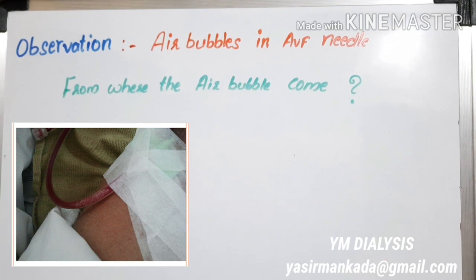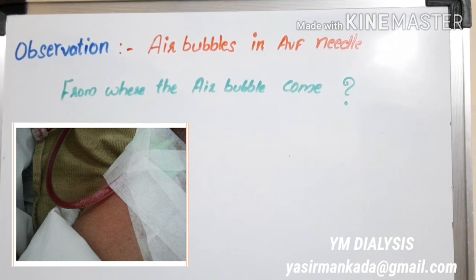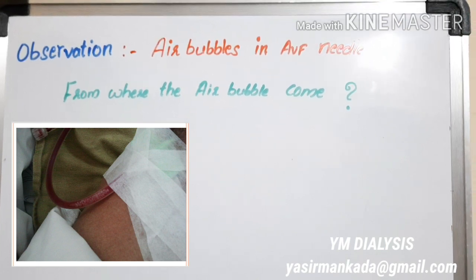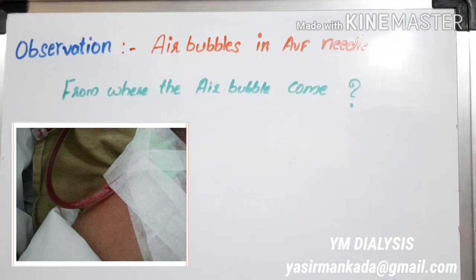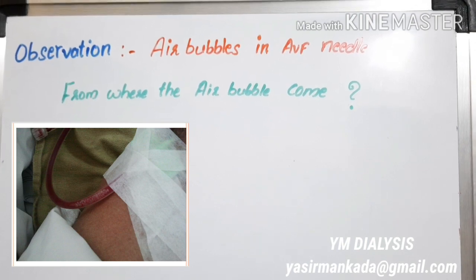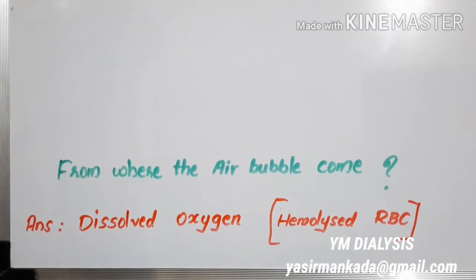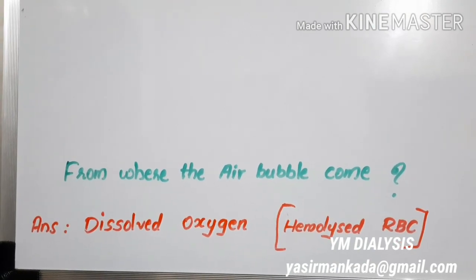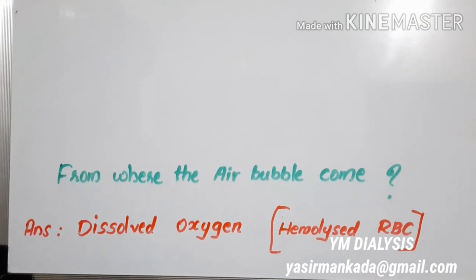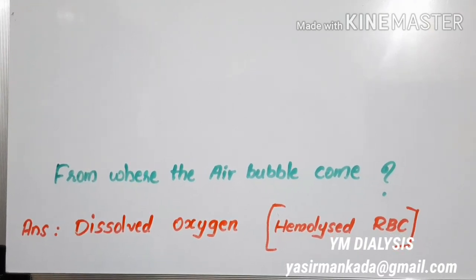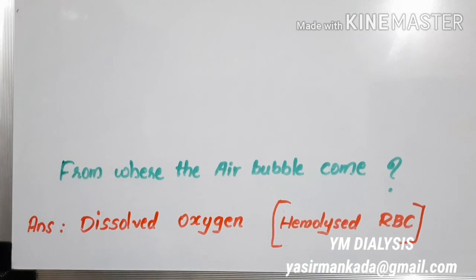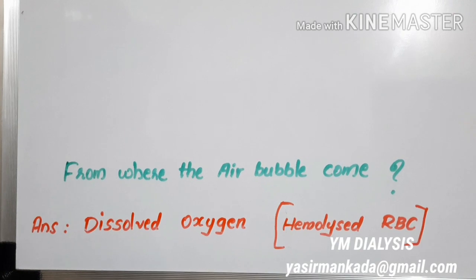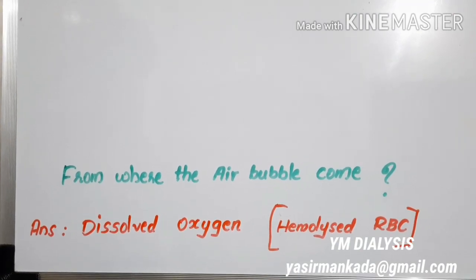First observation: sometimes we observe air bubbles in the arterial needle. How many of you know where the air bubbles come from? That air bubble is nothing but dissolved oxygen in the blood. This dissolved oxygen comes from a ruptured RBC that we already discussed, because of improper selection of needle that will rupture the RBC and generate dissolved oxygen.